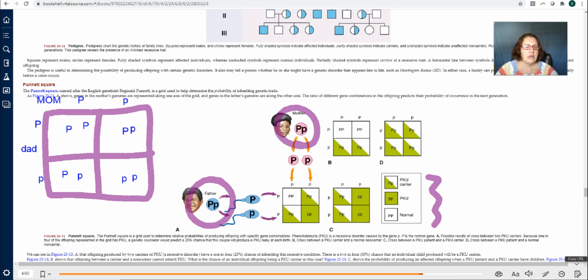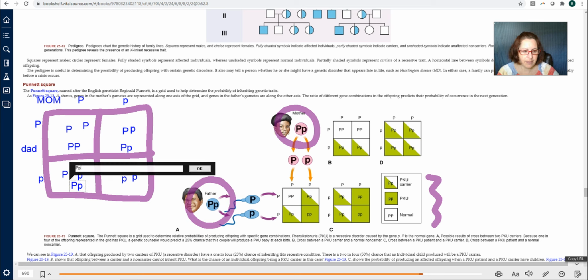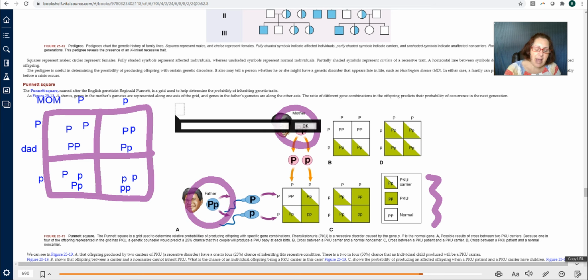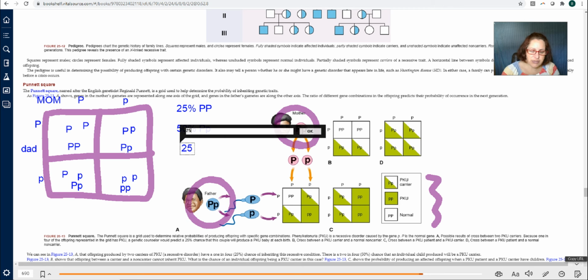So, this one is two capital P's. This one is a capital and a lower. This one is a capital and a lower. And this one is two lowers. So mom and dad have a 25% chance of having two capital P babies. Two of the boxes have an upper and a lower, so there's a 50% chance of making that baby. And there's a 25% chance of making this baby. Going back to what they have over here.